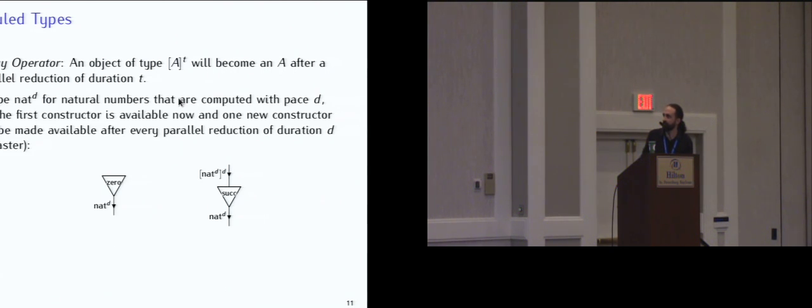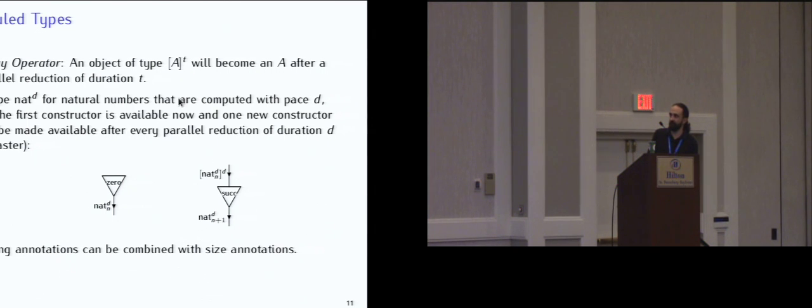And using this delay operator, you can, with some simple recursive type definition, define, for example, natural numbers that are computed with speed D. It's just an example. So it means that the first constructor is available now, and the next constructor will be available after D units of time, and so on. That's how you can define it. You can also combine these timing annotations with size annotations. It's useful in the general case.